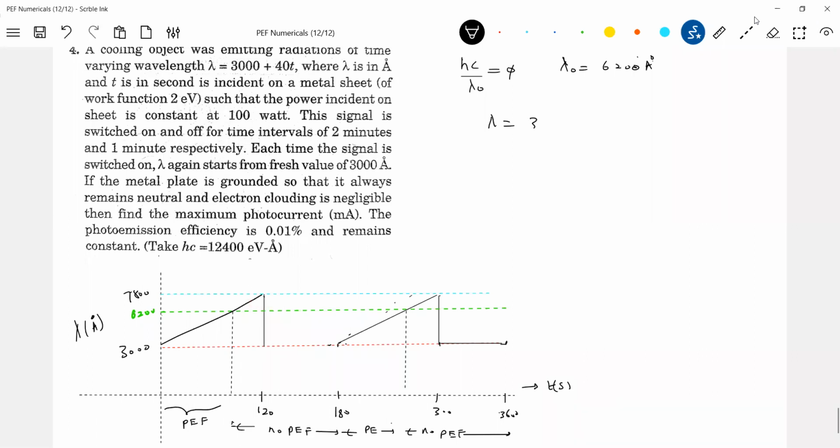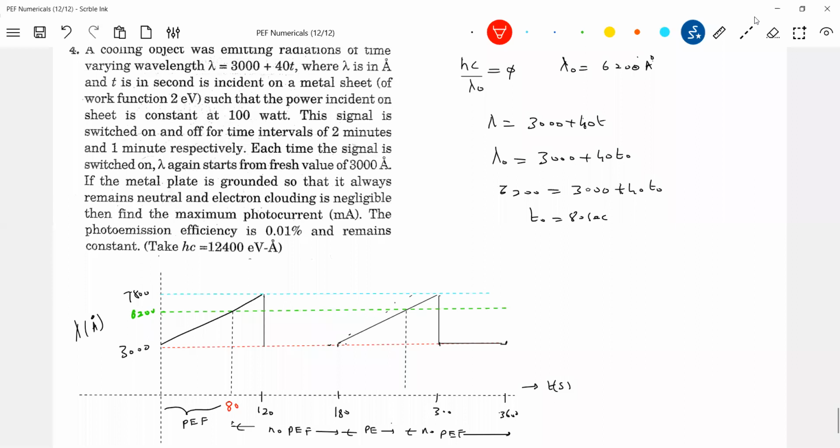So 3000 plus 14 t. When this becomes equal to the threshold wavelength, the time interval we will call t naught. So this should be equal to 6,200, and we get 80 seconds. So this is what I'll write, 80. It's calculated, not given. We have to calculate. So from t equal to 0 to 80 seconds, there'll be photoelectric effect.